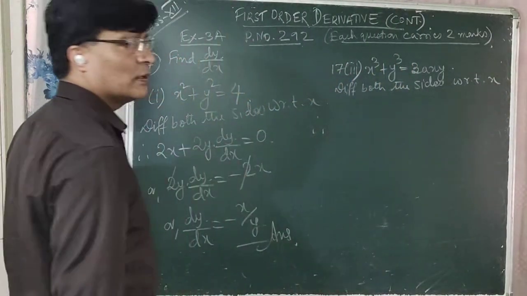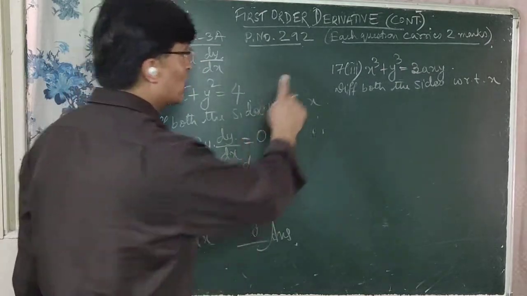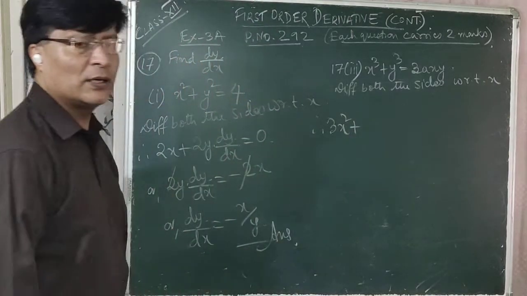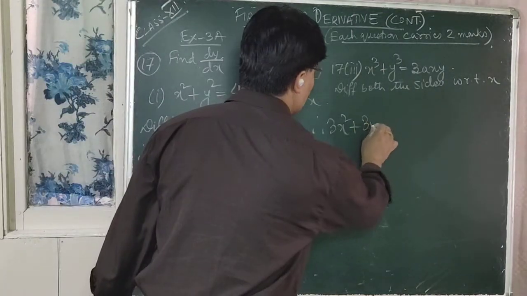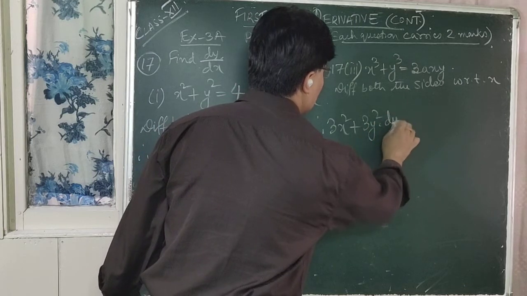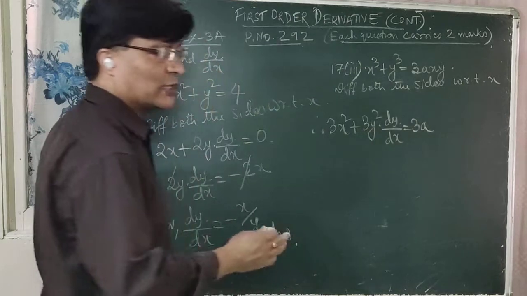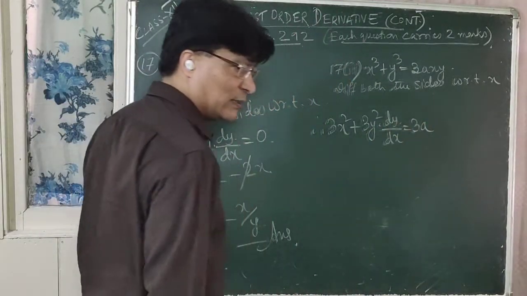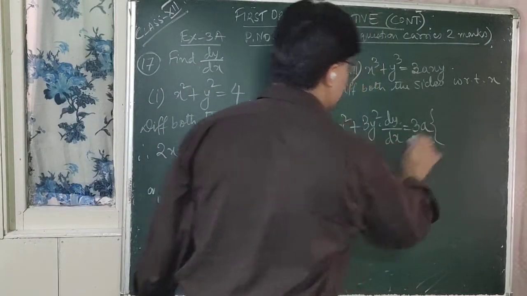So now, what is d by dx of x cube? You have to differentiate both the sides with respect to x. What is d by dx of x cube? It is 3x square plus, what is the differentiation of y cube now with respect to x? It is 3y square into dy by dx is equal to 3a, which is constant. You can write it before brackets, before differentiation of xy. You can write 3a before differentiation of x into y, within bracket.